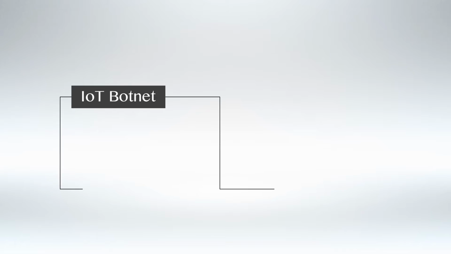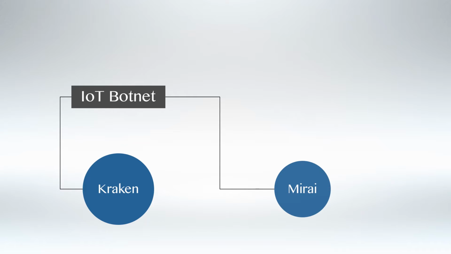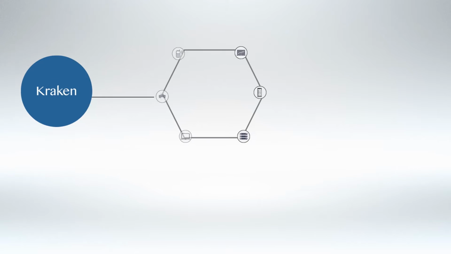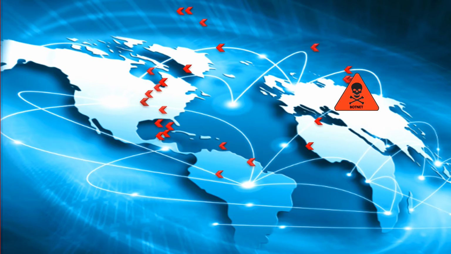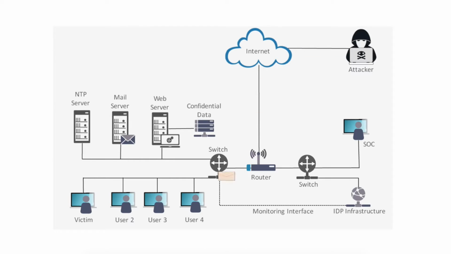A few notable examples of botnets include Kraken and Mirai. In the Kraken botnet, around 500,000 devices were controlled, compromising 10% of all Fortune 500 companies. Each bot had the ability to send 600,000 emails per day, resulting in 300 million emails worldwide. Kraken could conduct denial-of-service attacks, send phishing emails, and ruin your company's reputation.